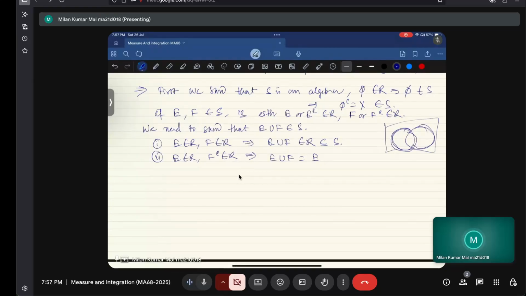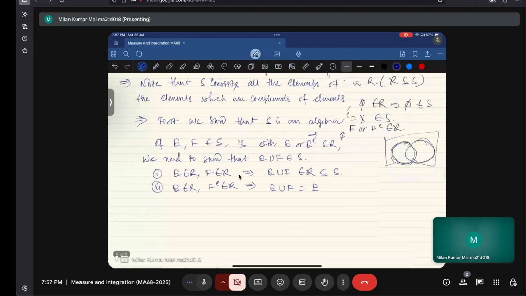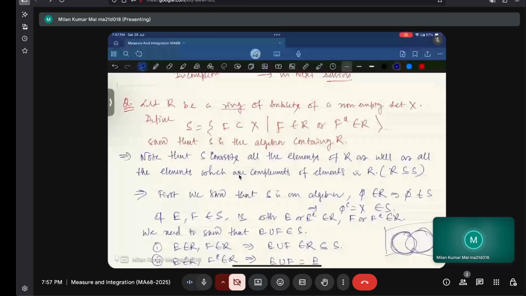The question is that R is a ring of subsets of a non-empty set X. If S is the set of all F subset of X such that either F is in R or F complement is in R, then S is the algebra containing R. S contains R, that's okay. But this is the smallest algebra containing R, right? That is the question. To prove it is an algebra, we first need to prove that this is a ring, as well as that the empty set and countable identity are there.